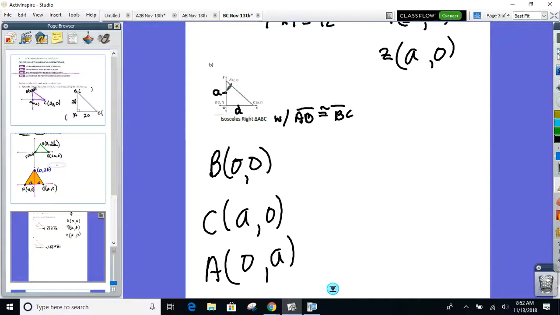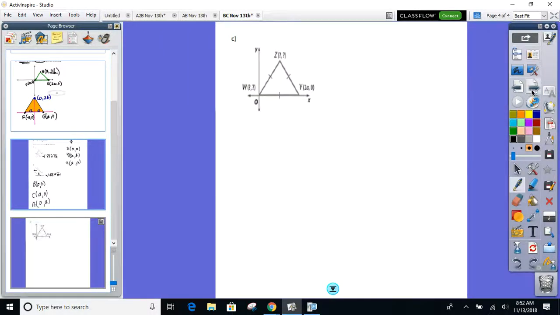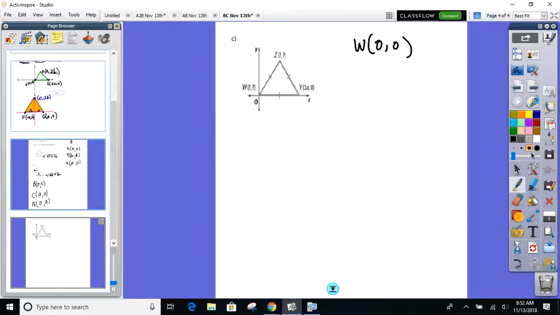Because the next one's the toughest one we're going to do here today. First time we've talked about this, the equilateral triangle. Equilateral. All sides congruent. Can we just get through W right now as a class here? W. 0, 0. Okay.